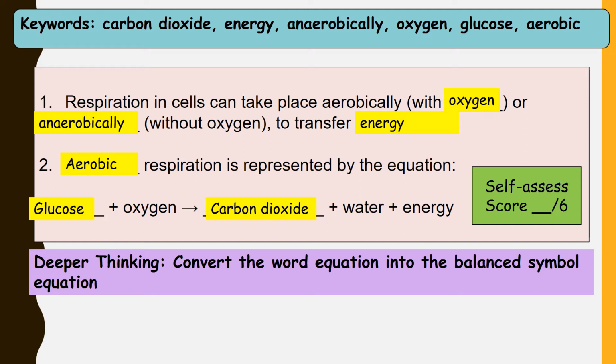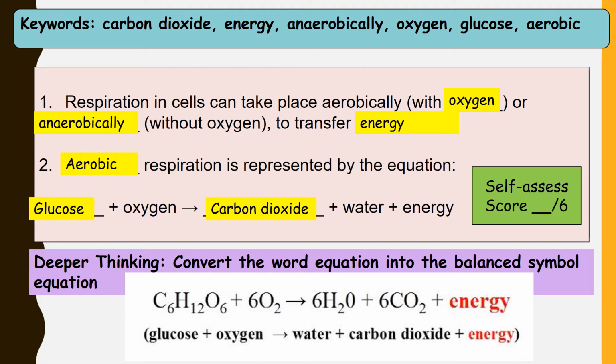Now, for the challenge activity, you had to convert the word equation into the balanced symbol equation. So all of us need to know that glucose is C6H12O6. And that's going to be plus 6O2 makes 6CO2 for carbon dioxide and 6H2O for water, which we can see here. Now, you do not need to include energy in the word or the symbol equation, because technically it's not a physical thing, so we wouldn't put it in there, but it's just to remind us that this is giving off energy.